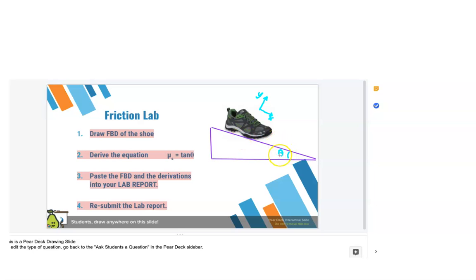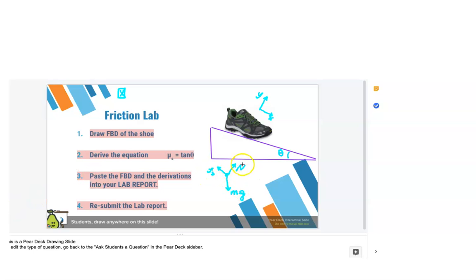Please understand that the angle theta is the maximum angle where the shoe still holds itself on the incline. It just begins to slide. That's why we can still say that the shoe is in equilibrium, but it experiences the maximum static friction during that moment.